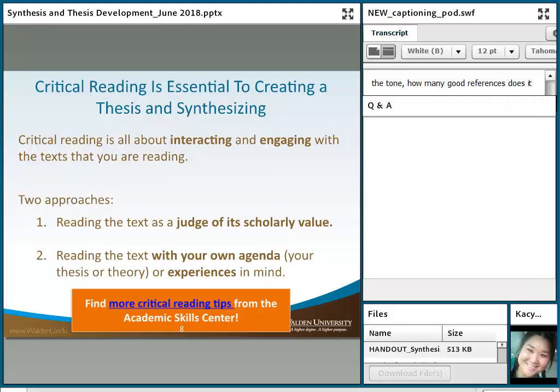A worthwhile text of scholarship. The second approach you can take is reading the text with your own agenda and your own thesis or theory or experiences in mind. And this is the reading that you're going to do if you already have a really clear idea of your thesis or of your argument or whatever the assignment is. You have a really clear idea of what your goal is. And so then you can do that reading with that goal in mind and be constantly thinking about how this information plays a role in your own writing, in your own goal.